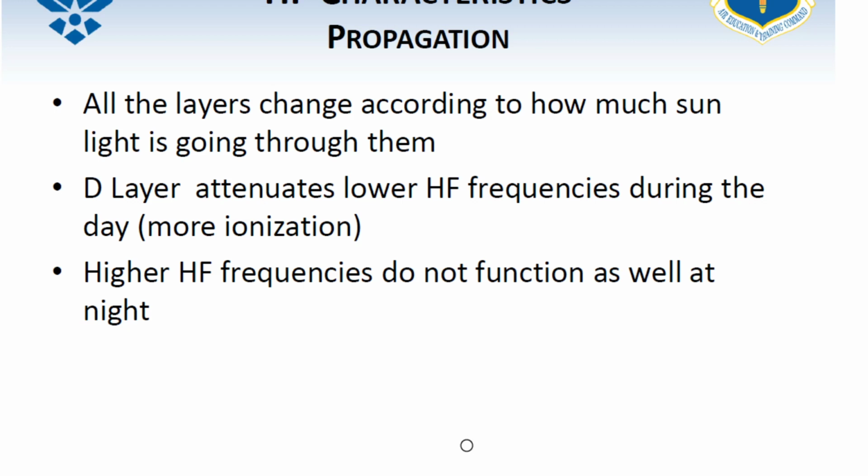All of the layers change according to how much sunlight is going through them. The D layer attenuates lower HF frequencies during the day, so it is more ionized. And higher frequencies do not function as well at night. What is the HF frequency range? Is that in our reading? No. Okay, so a good note to remember is the HF frequency range is 3 megahertz to 30 megahertz.